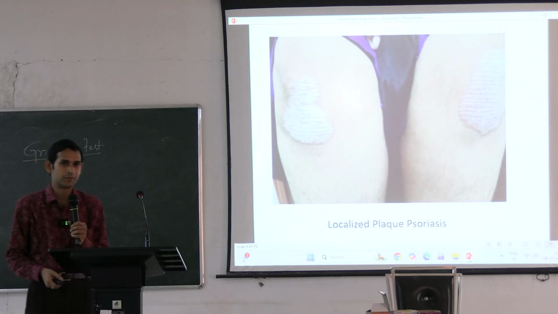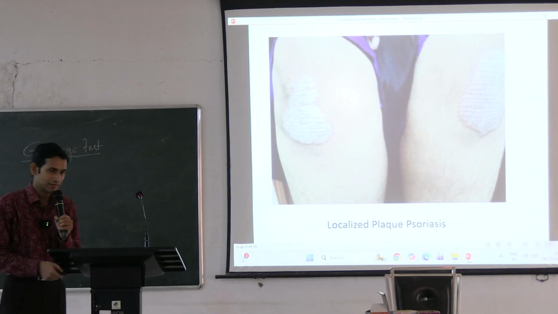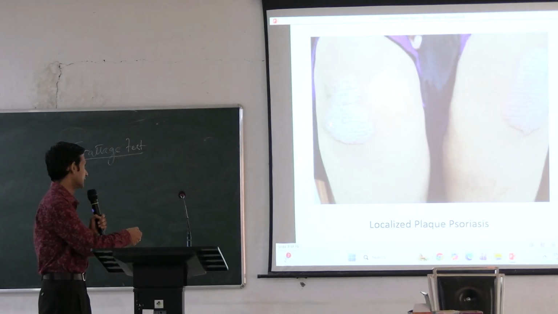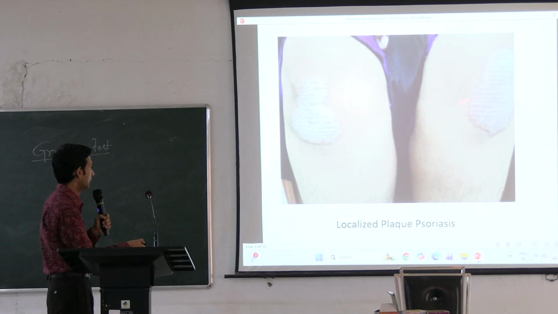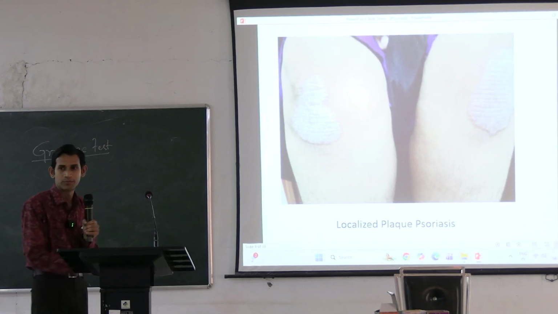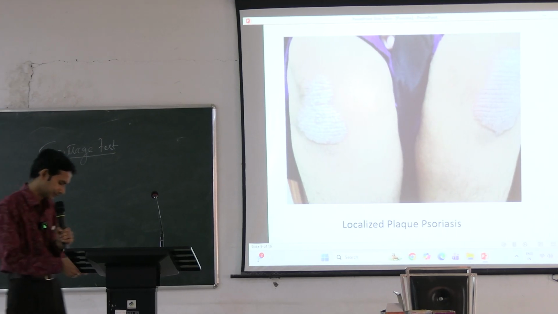Now, these pictures are important. You can see this is the type of plaque psoriasis. This is the localized plaque psoriasis. You can see the localized erythematous scaly micaceous plaque mainly found over the knee joint. This is a type of localized variety of the plaque psoriasis. Okay? This is a case of localized plaque psoriasis.